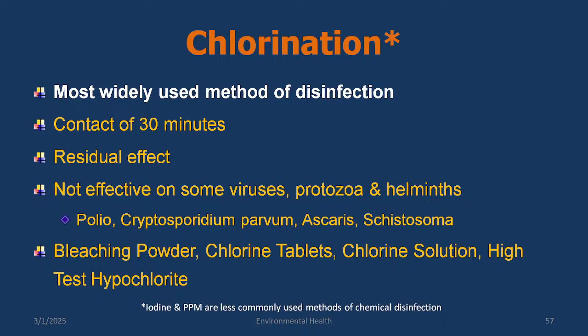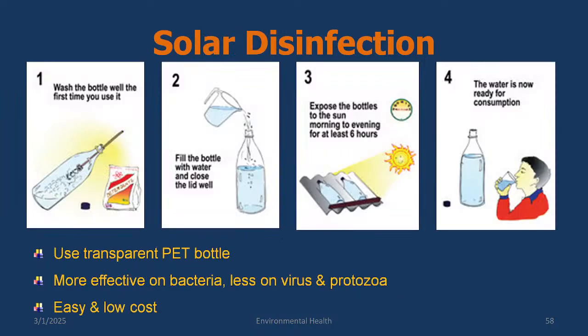High test hypochlorite, but it is toxic also. If the fumes come out, it may harm people. So tablets and chlorine solutions are something which can be very easily used at domestic levels. Sometimes the government also provides chlorine tablets to the people who are more likely to have unsafe water. Then solar disinfection is very simple. You clean the water, you fill the bottle, and you simply keep it for 6 to 8 hours in the sun. The sun should not be much shady. Some amount of sun needs to be there, and now the water is simply ready for consumption.